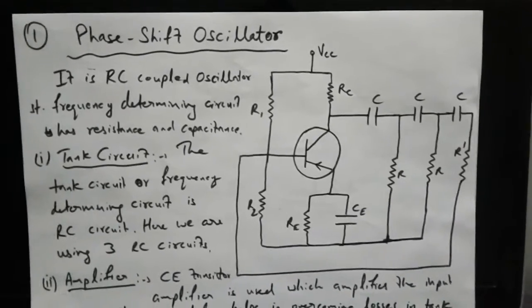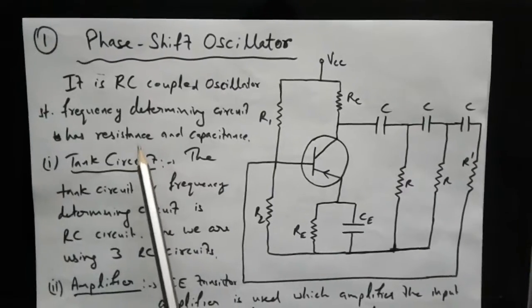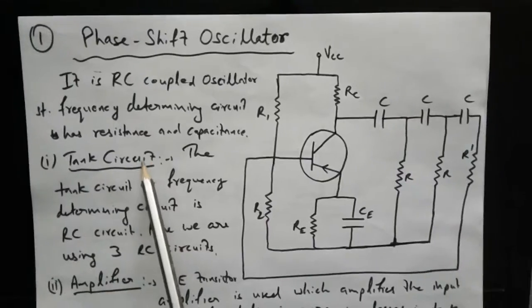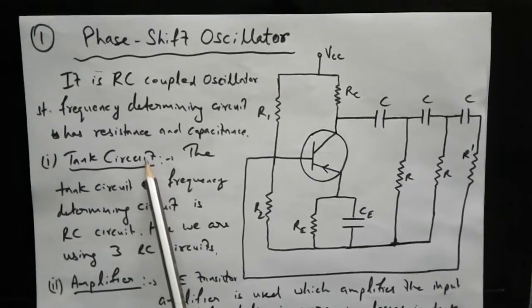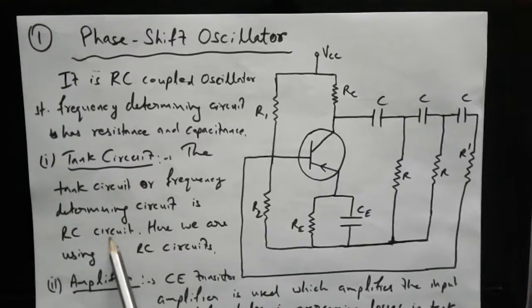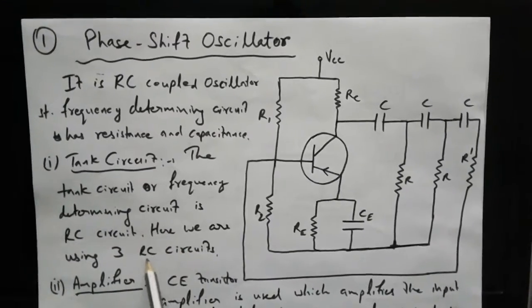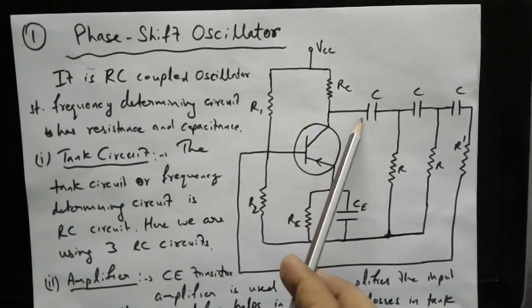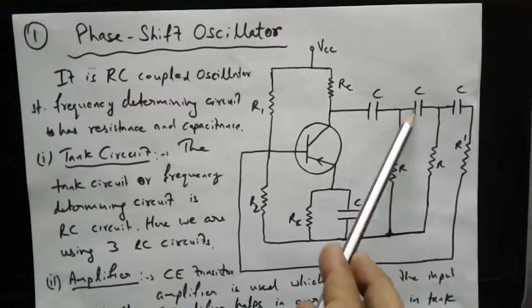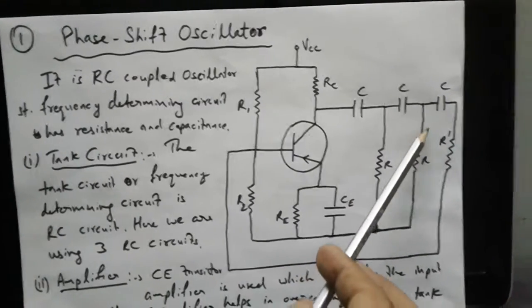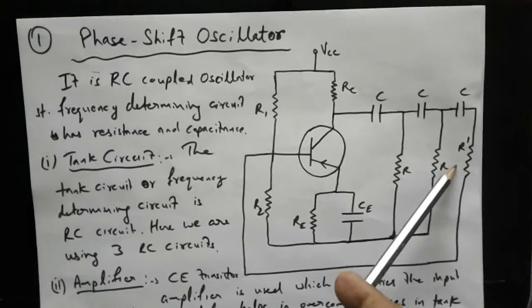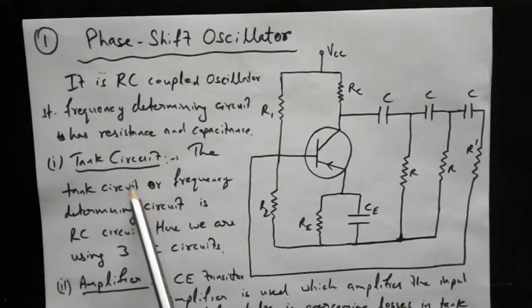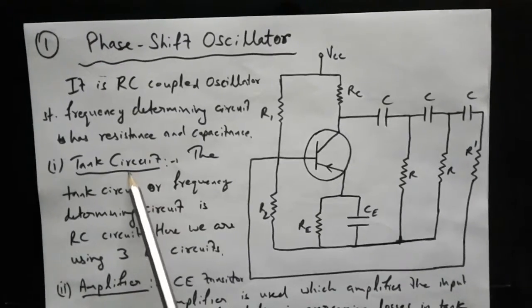Now in phase shift oscillator there are three components. First one is the tank circuit. It is a frequency determining circuit. Here in phase shift oscillator, the tank circuit comprises of three RC circuits. So you can see in the circuit diagram, there are first RC circuit, second capacitor and resistance, and the third RC circuit. So these three sets constitute the frequency determining circuit or tank circuit.